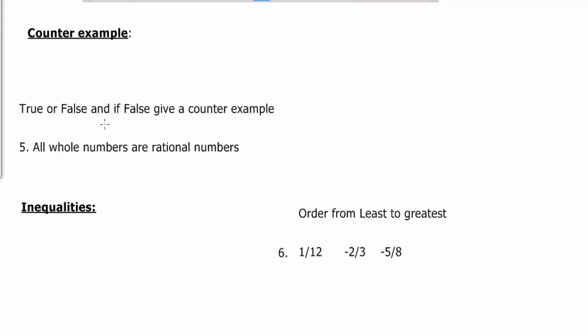So real quickly, we're going to talk about counterexample. Counterexample is exactly what it sounds like. If you want to prove that something is false, you just have to come up with one counterexample, to prove something is false.